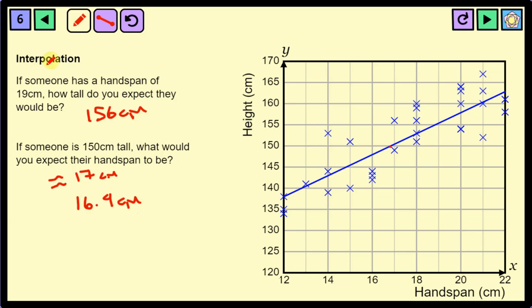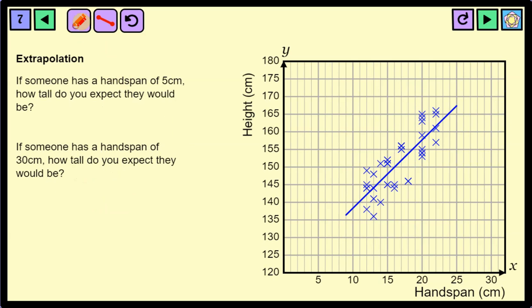But this is a really good estimate, and that is because it's within our data. Anything that we try and estimate that's within our smallest and largest values, we can say that's a good estimate. An interpolation is a good estimate. Whereas when we go to extrapolation, we're going to be asked to find something that's not in our range of values. So we've found people between 12 and 22 centimetre handspan. So if we're asked if someone's got a handspan of 5, well, you can see our line of best fit actually hasn't gone down this far, so we'd have to extend it.